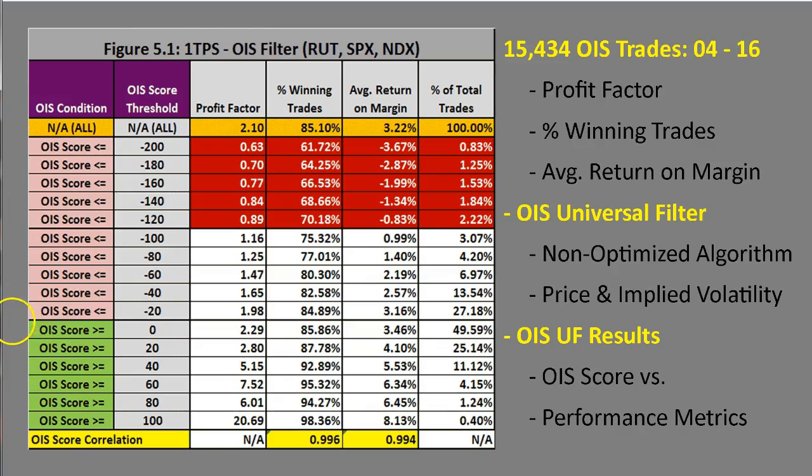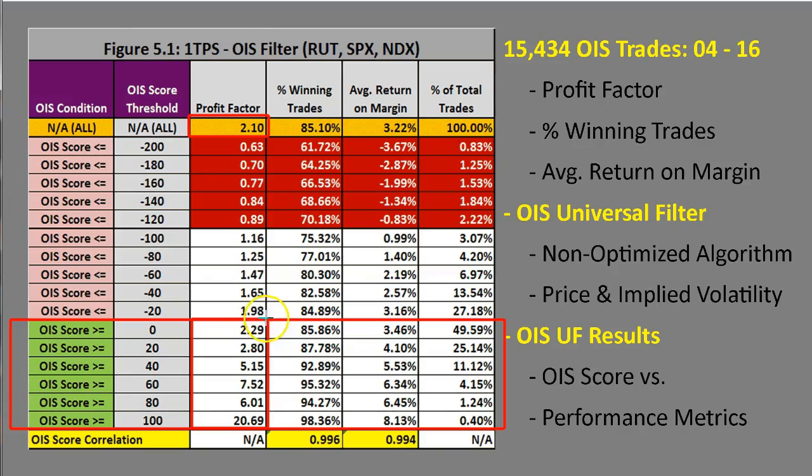And finally, the last region of the table represents positive OIS scores, or when the OIS score was greater than 0, greater than 20, greater than 40, and so on and so forth. In this case, the profit factors ranged from 2.29 to 20.69, compared to the unfiltered profit factor of 2.10.